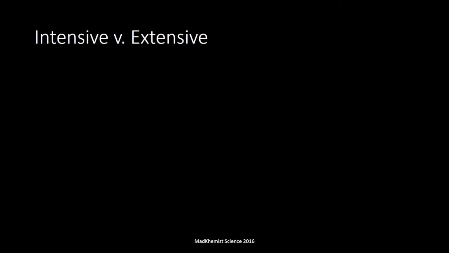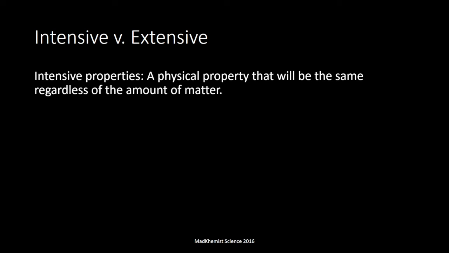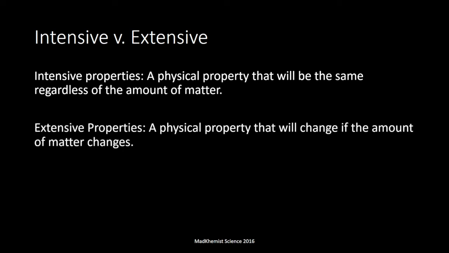Okay, so we're going to bounce back to physical properties. Physical properties can be put into two categories. Intensive, which remains the same no matter how much of the piece of matter you have, things like color, density, conductivity, luster. Or extensive properties. This is a property that will change based on the amount of matter you have. It can be its mass, its volume, or even its size and shape.